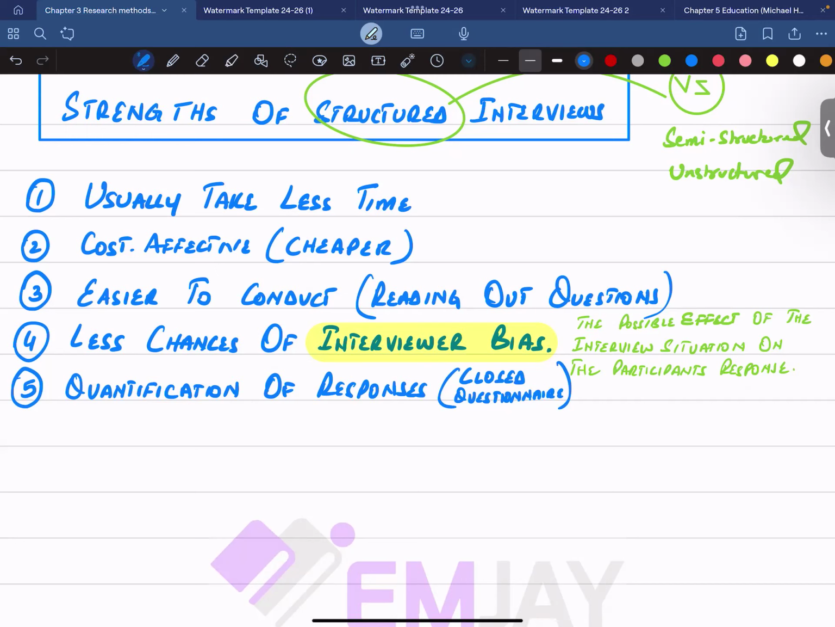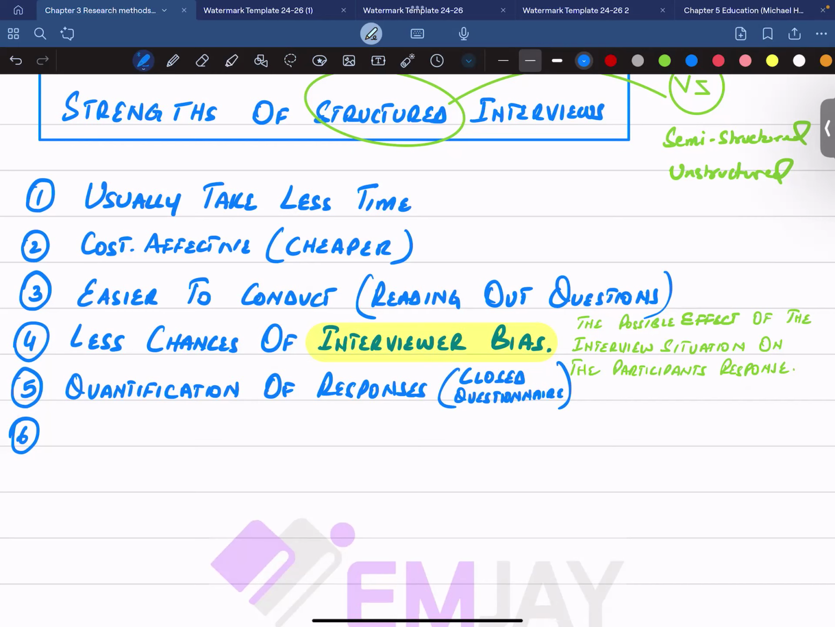Now, let's just say you ask a question that says, how old are you? You could very easily categorize teenagers from, let's just say, adults, or middle-aged people, or any other category. So quantification becomes easy, but this stands true when it comes to using closed questions in a structured interview.